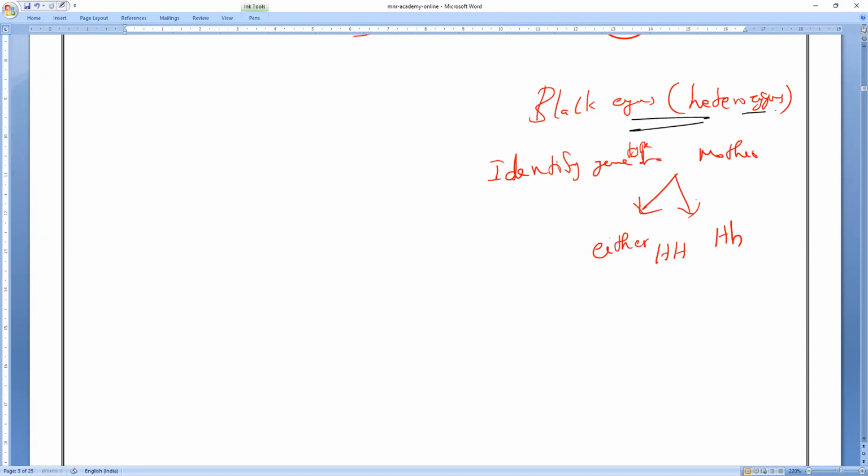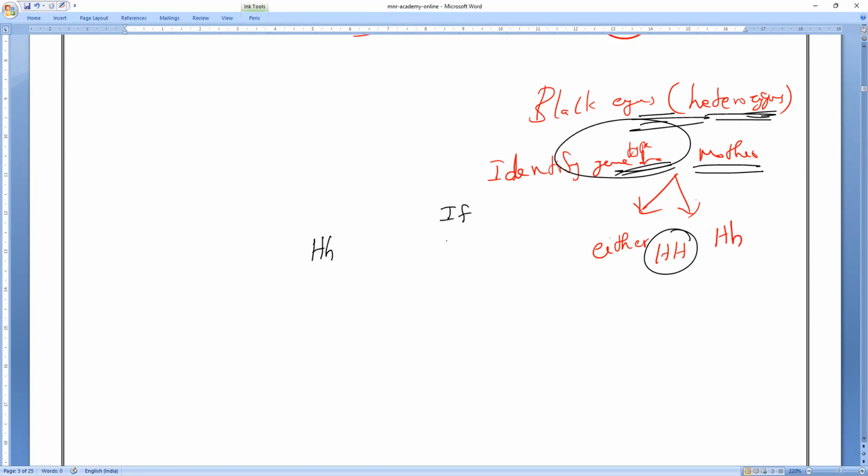Because the baby belongs to anything. But in this case, if you write only one answer, they will give you only half mark. And sometimes it is even invalid. So identify the genotype of the mother. We are getting black eyes, but it is a heterozygous. So heterozygous means what? Father gene is fixed. What is the father gene? Capital H, small h.